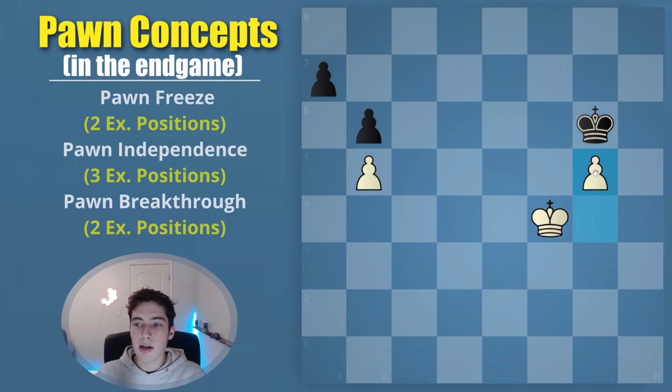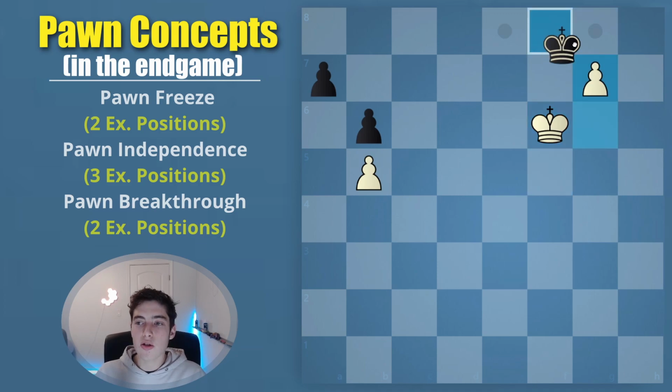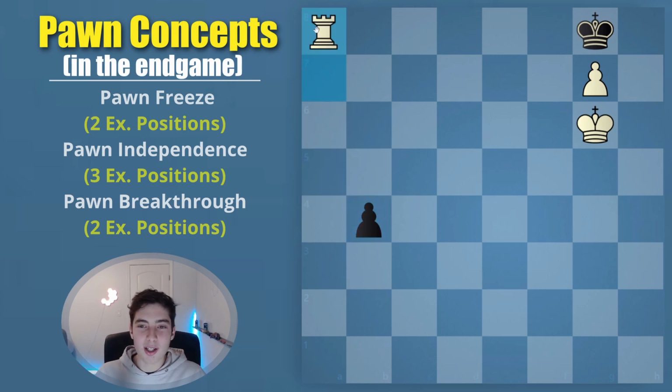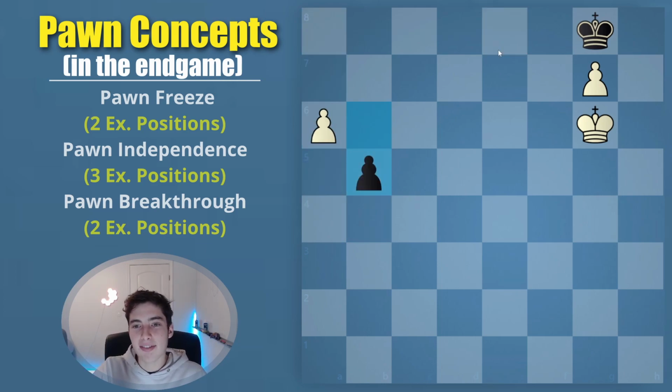You're going to slowly bring up your king and your pawn together, and eventually, the one thing to be familiar about here is there's no stalemate possibilities. That's the benefit, because now they're forced to give away the pawn, and you can, if you want, underpromote to a rook and mate them, and it's a very easy conversion.